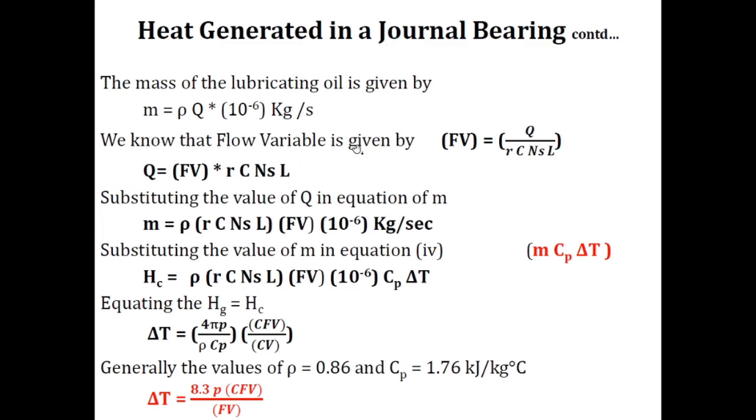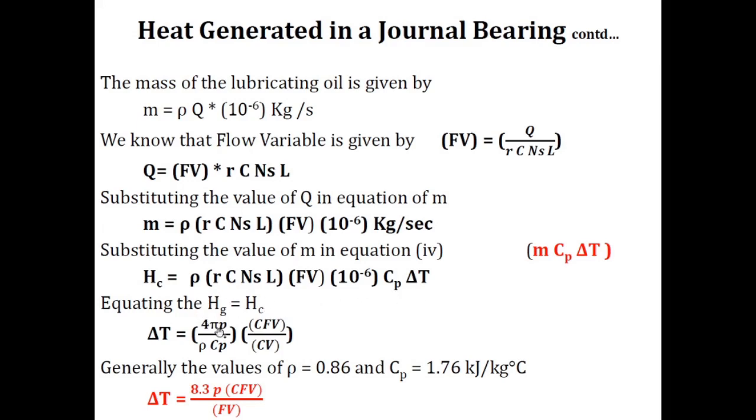This flow variable is given by, we know, flow variable is Q upon r c N s l, and from here, from this equation, we get the value of Q. So the value of Q in terms of flow variable is this multiplied by r c N s l. We'll substitute this value of Q in the equation of mass. So m is equal to rho r c N s l into flow variable into 10 to the power minus 6 kilograms per second. And we'll substitute this value of m in this equation, m Cp delta T. So m is substituted as rho r N s l Ft into Cp del T.